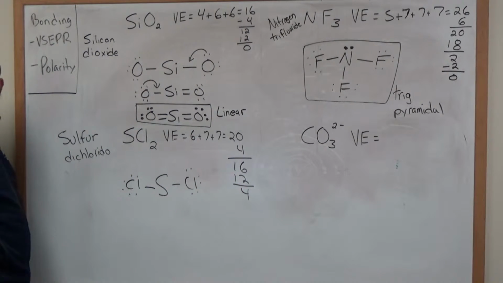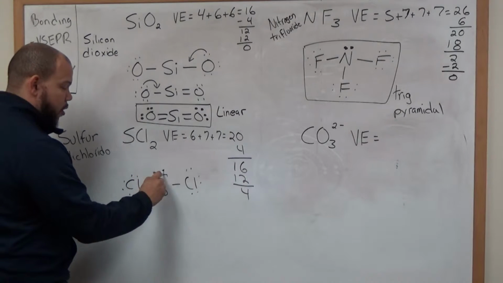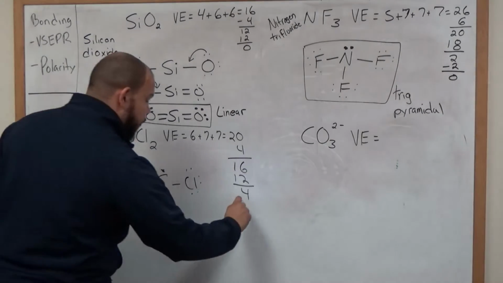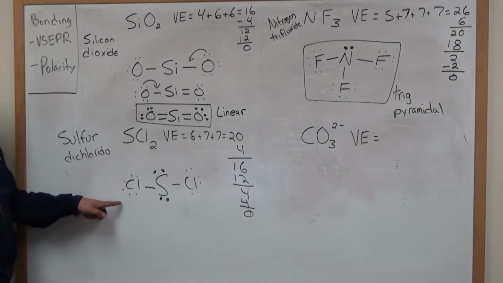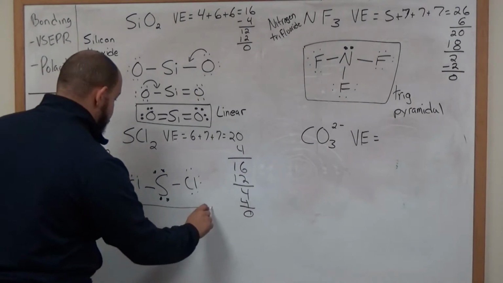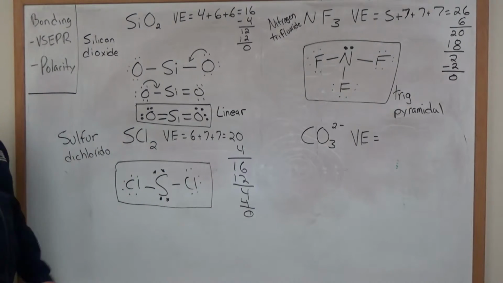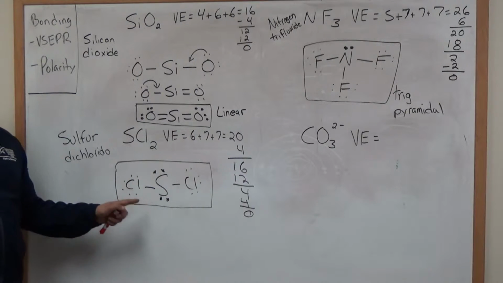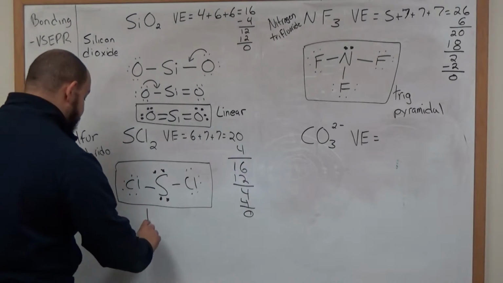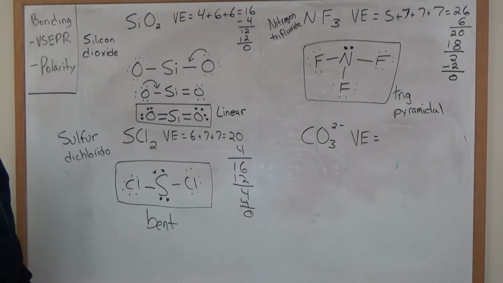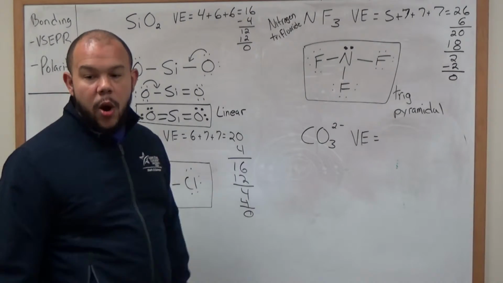We do not have octet fulfilled on the sulfur. We add those lone pairs on sulfur to get rid of those 4. And now we have octet fulfilled on all atoms. Structure done. Molecular geometry, if you go to your VSEPR chart, 2 bonds, 2 lone pairs. The mistake most people make here is they write linear. This is bent. This is bent. Sulfur dichloride, bent.